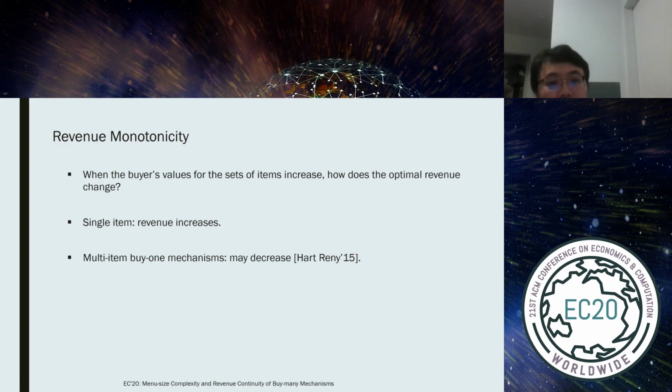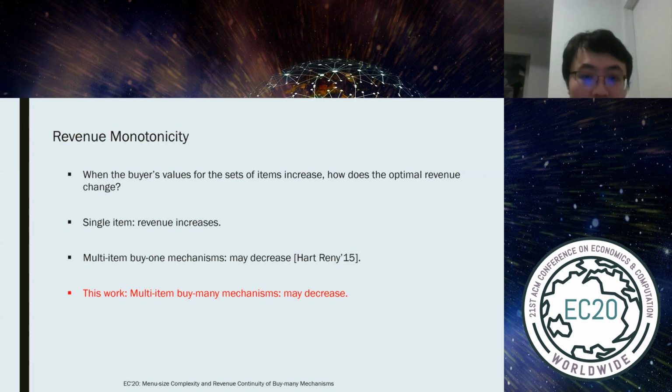And for the multi-item setting, a surprising result by Hart and Reny shows that the optimal revenue obtained by by-one mechanisms can decrease when the values increase, even for a buyer that is additive over two independent items. Such a phenomenon is called revenue non-monotonicity. And unfortunately, we show in our paper that such non-monotonicity can also exist in by-many mechanisms.